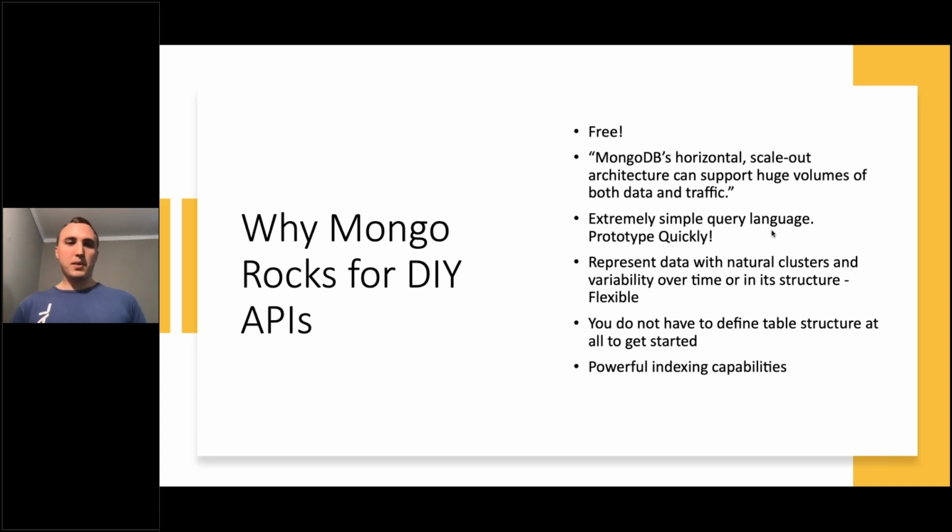So to do that, in our example, we're going to use Mongo. First and foremost, it's free, and it was designed specifically to handle huge volumes of data and traffic. It has a very simple query language, so we can get started right away. You don't really have to define any table structure. You really just define objects that are going to be held in the database, and then you apply indexes to those objects to search them very quickly. So again, very quick and easy to prototype, and then very powerful searching capabilities built in.